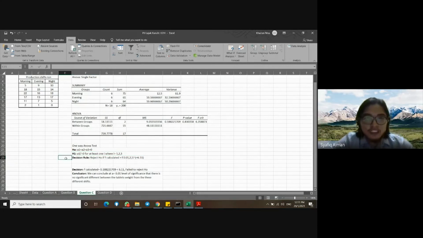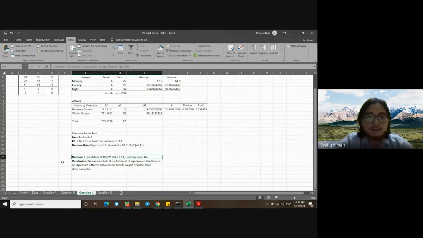For the decision rule, we will reject H naught if the F calculated is bigger than the F we get from the table. So the decision: F calculated is 0.188 2217069, which is less than 6.11 that we get from the F table. So we will fail to reject H naught.